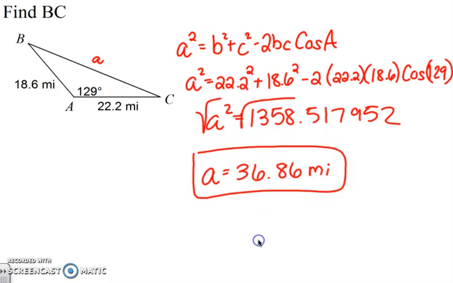Okay. So that is how you use law of cosines to find a missing side and a missing angle. Thank you for watching, and now you can practice.